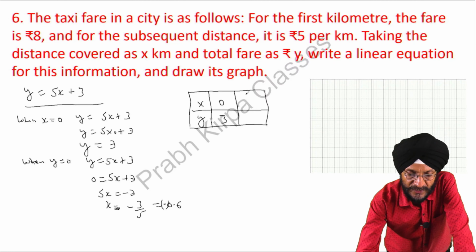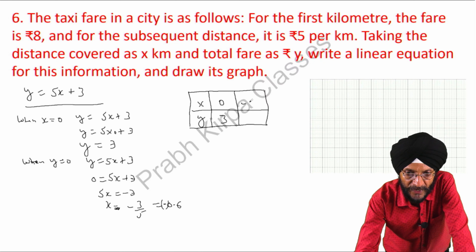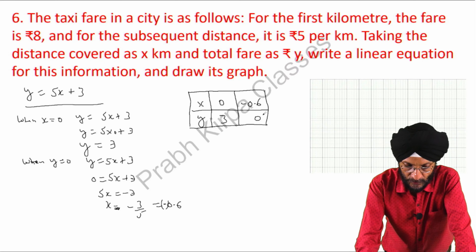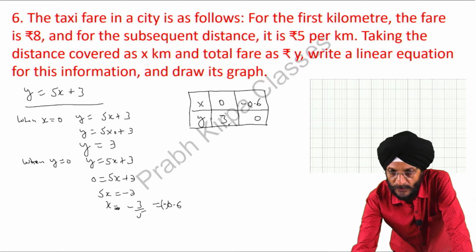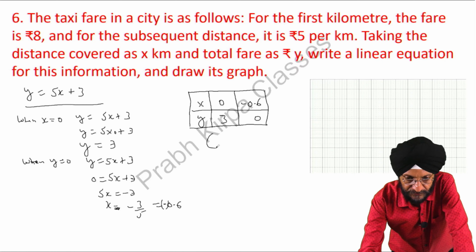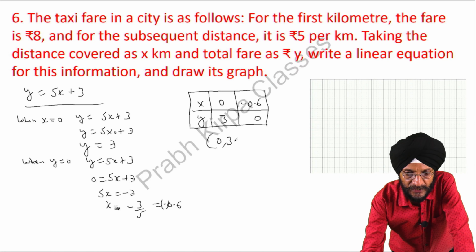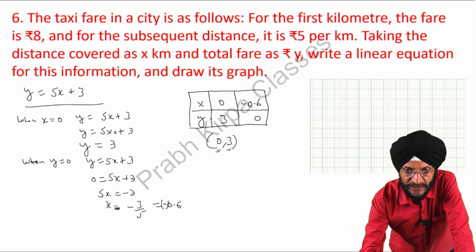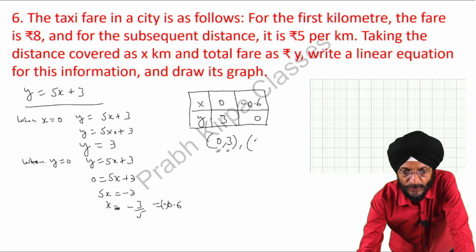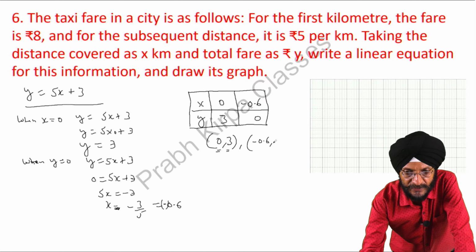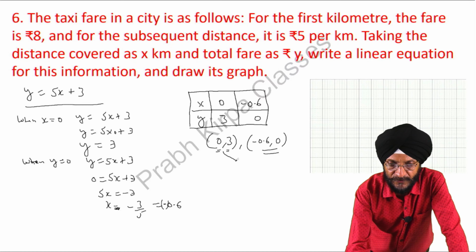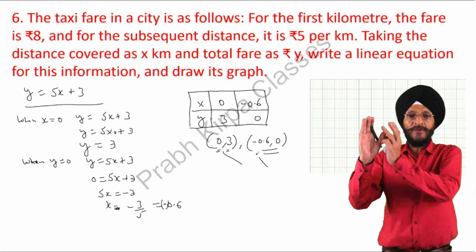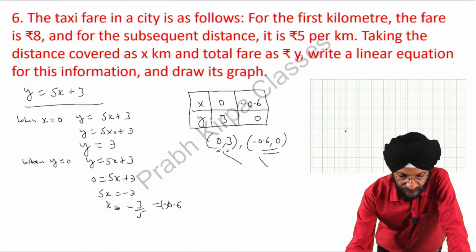So now what is the value of x here? Minus 0.6. What is the value of y? It is 0. Now the points which are to be plotted are 0, 3, where the first is the value of x and the second is the value of y. And what is the other solution? Minus 0.6, 0. On the basis of these two solutions, we will now draw the graph.